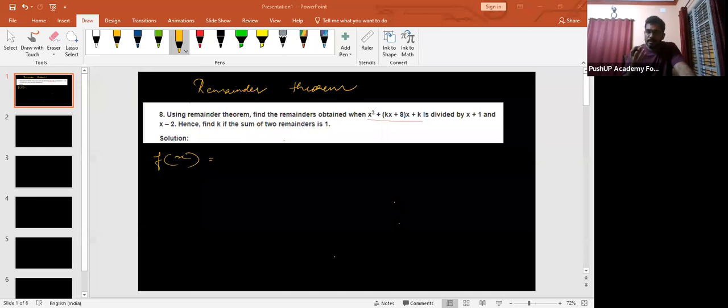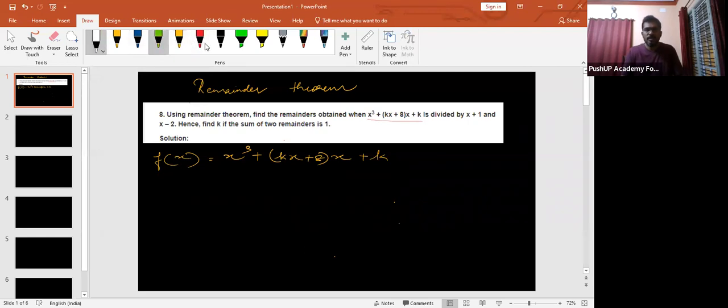Traditionally, they will always give you a polynomial defined in variable x. There are very rare chances of defining a polynomial in variable y or variable z. All right. Traditionally, they will give you in variable x only. So you can define the given polynomial in variable x. How are you going to define it? F of x. So f of x is equal to what? X cube plus kx plus 8 into x plus k. This is the polynomial given.